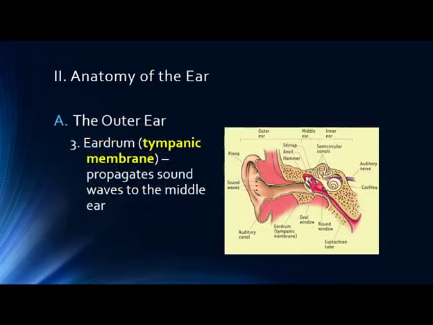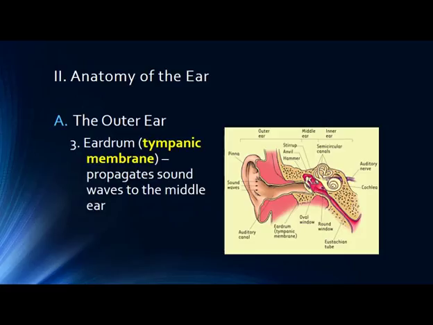So then we arrive at the tympanic membrane, or the eardrum. The tympanic membrane propagates sound waves into the middle ear. So this is all considered the outer ear: the pinna, auditory canal, and the tympanic membrane. Once we get past that, we then go on to the middle ear.